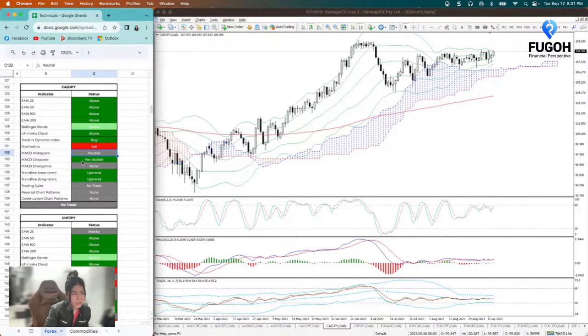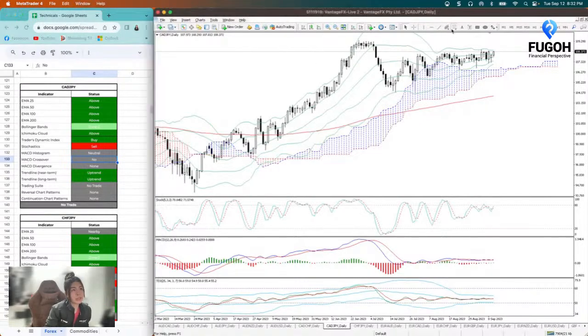For MACD crossover, do we have any? It's also not sure. See, the MACD is just there. It's not going anywhere. So let's say no. MACD divergence. Do we have any divergence? No. Trend line is still an uptrend, long term and near term. Any trend? No, not yet. All right. Nothing for this pair yet.